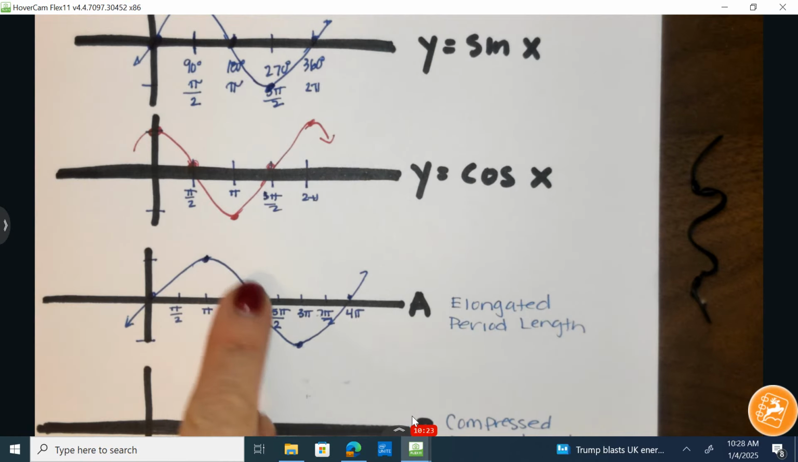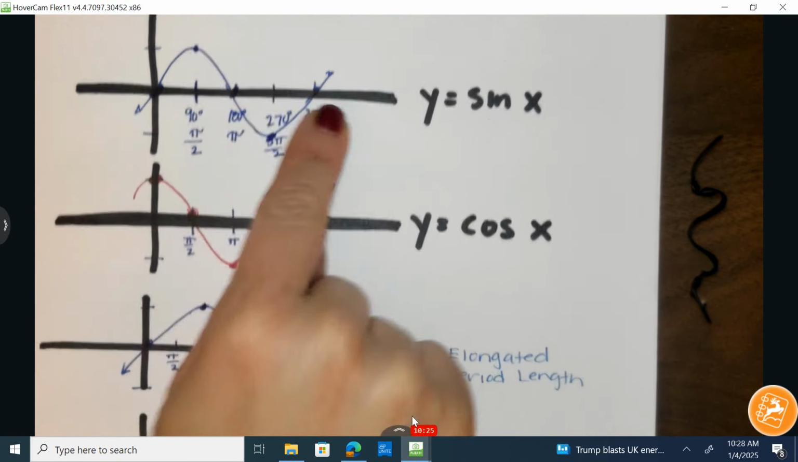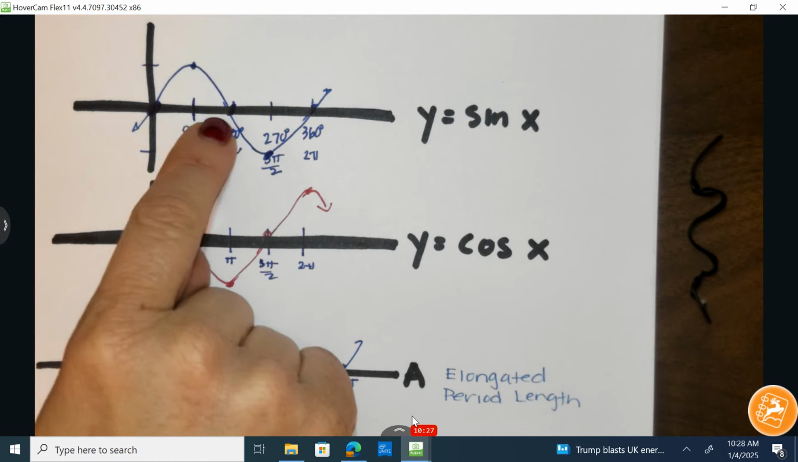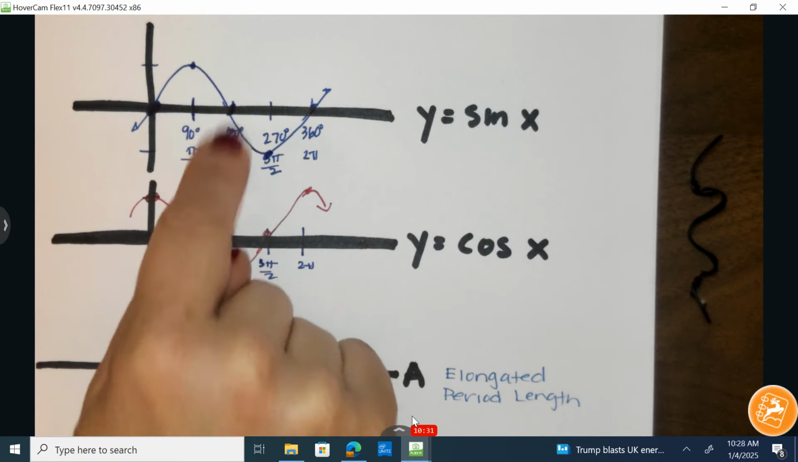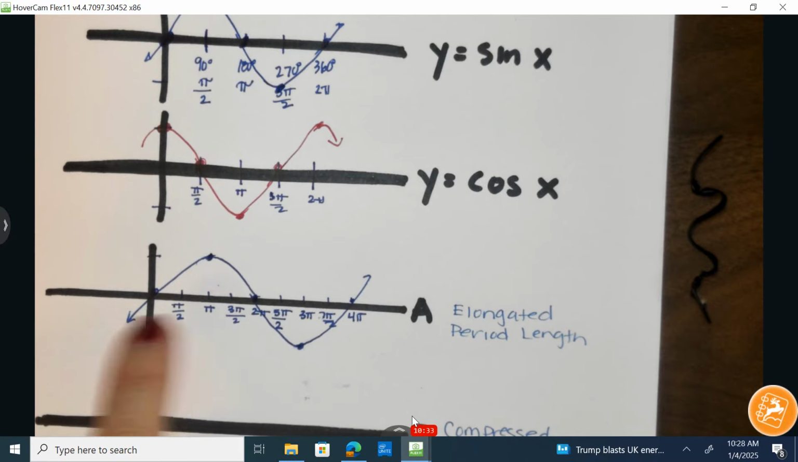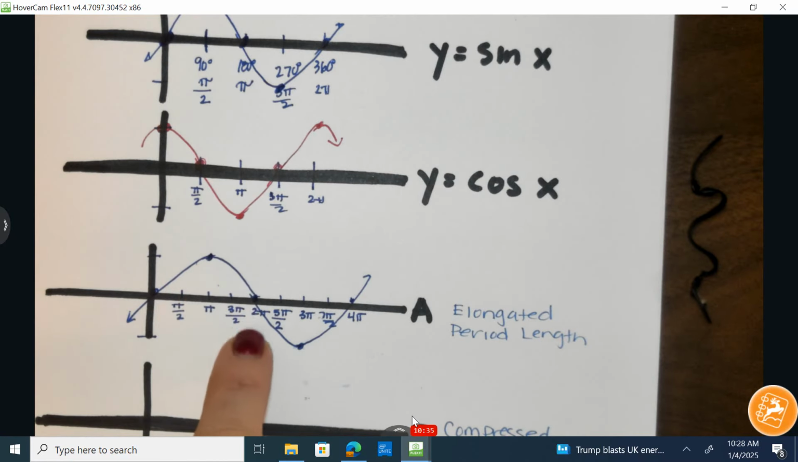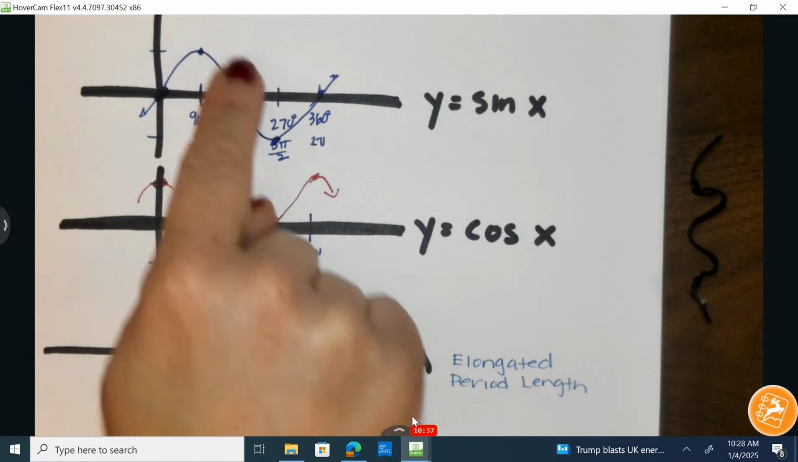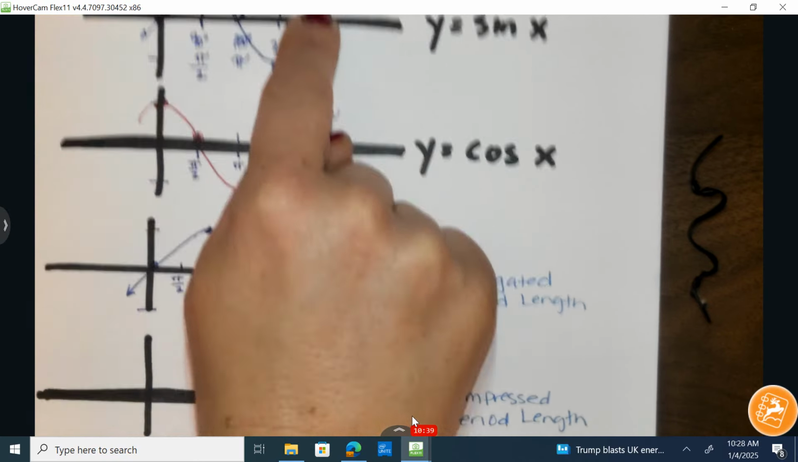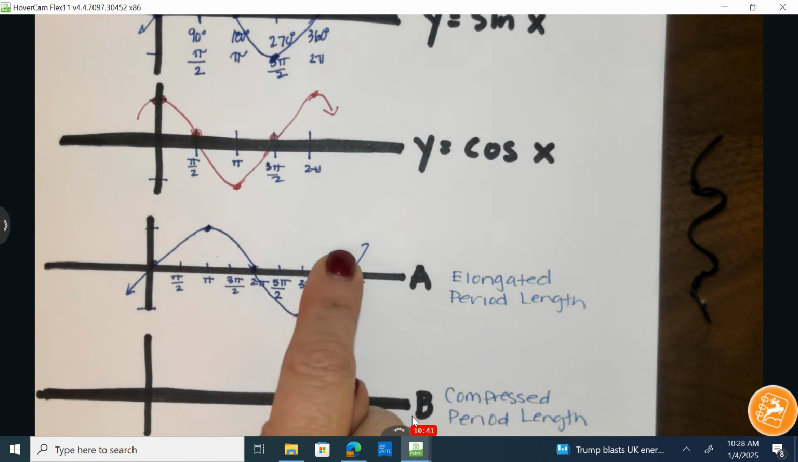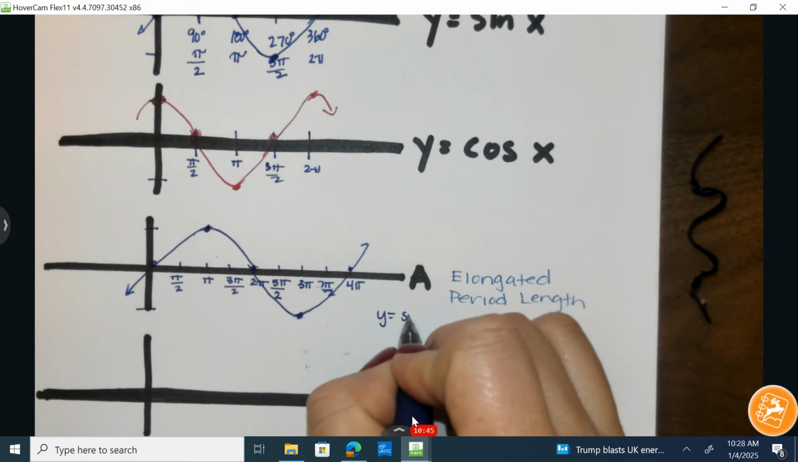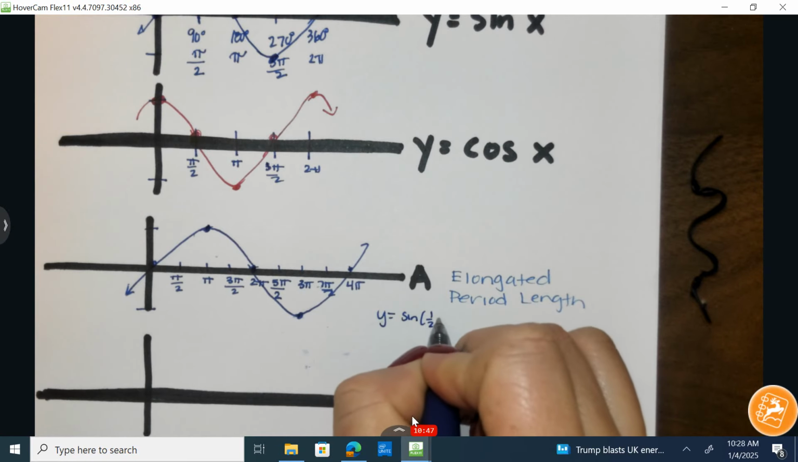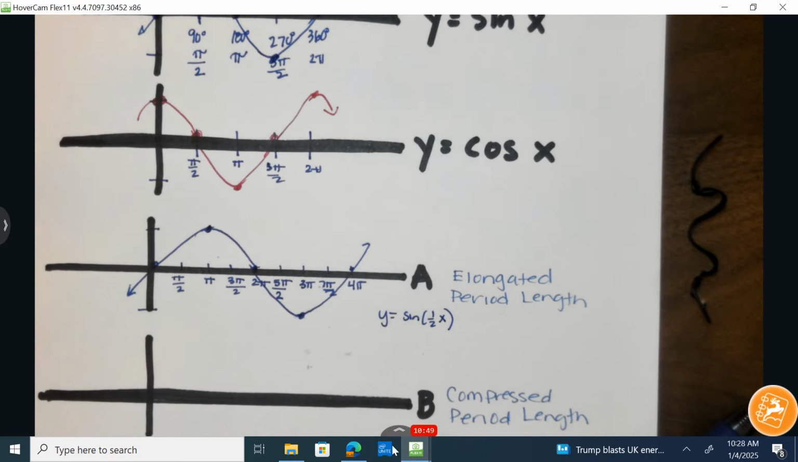So here's the elongated function. It may look very similar to here, but notice that I was able to go over the hill and back to this midline in pi, and down here I had to double the amount of time. So over the hill and back here it took 2 pi. Again, it took 2 pi to do 1 cycle, and here it takes double the time, which is 4 pi. And this is the equation example y equals the sine of 1/2 x.